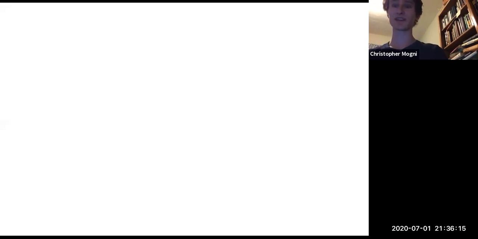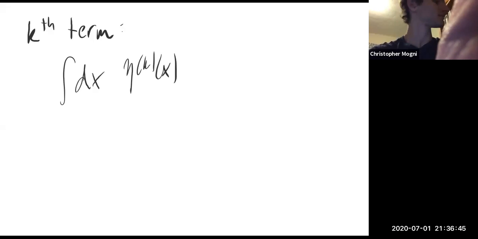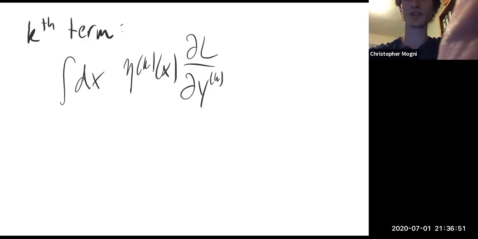We want to express this derivative of s with respect to alpha in terms of eta times something, right? And so to do that, we need to get all the derivatives off of eta and put them onto the other stuff. And so we can go term by term. If we look at the kth term in the sum, it's going to look like the integral dx of eta^(k)(x) times partial L, partial y_k, which is also a function of x. I'm going to make that very explicit for now.